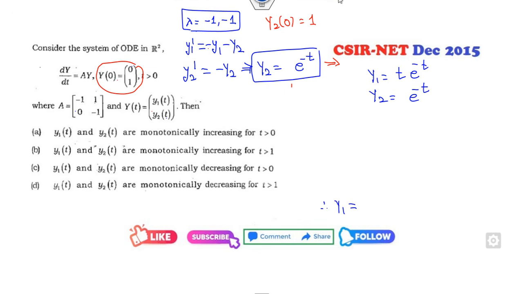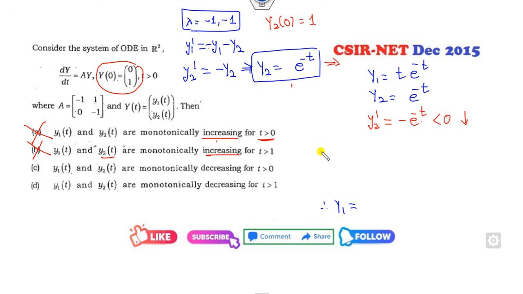Now look at the options. Y1 monotonic increasing? Clearly, if you take the derivative, it is decreasing whenever t is greater than 0. So it's increasing, cancel out. Y2 is increasing, cancel out. Y2 is decreasing, fine. Is y1 also decreasing?